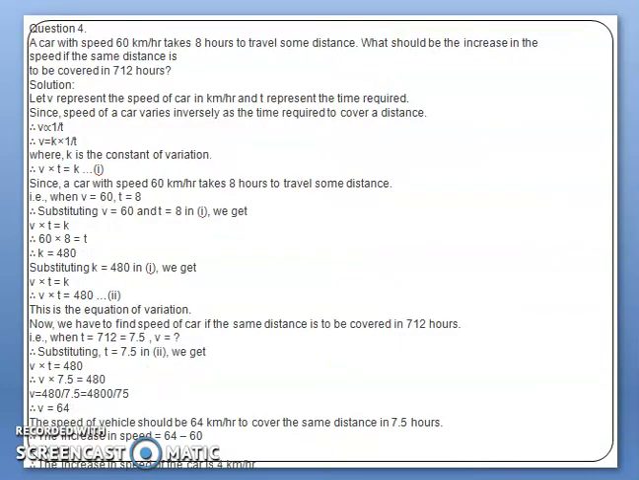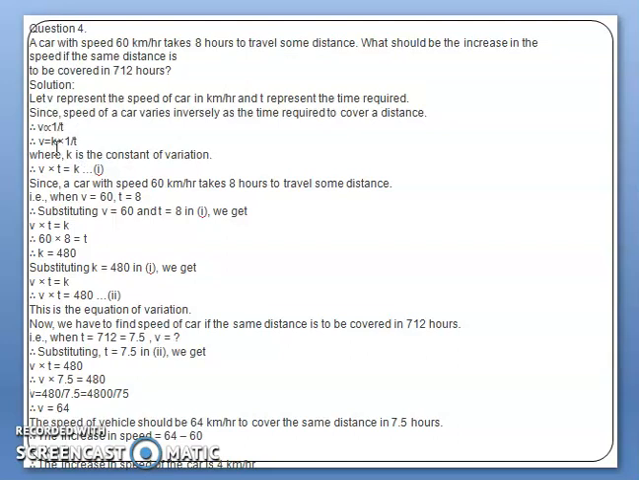Now we will switch to the next question, that is the fourth question. In the fourth question, a car with speed 60 km per hour takes 8 hours to travel some distance. What should be the increase in the speed if the same distance is to be covered in 7 1/2 hours? So let V represent the speed of the car in kilometers per hour and T represent the time required. Since the speed of a car varies inversely as the time required to cover a distance, V varies inversely as 1 upon T.